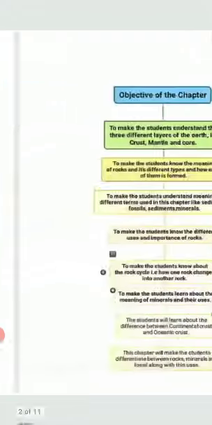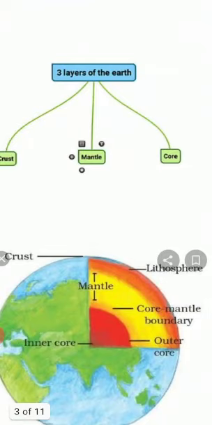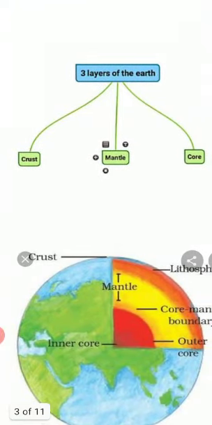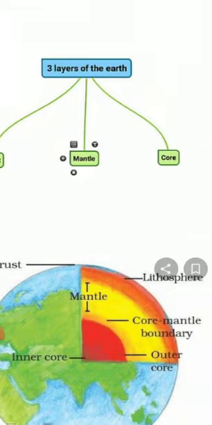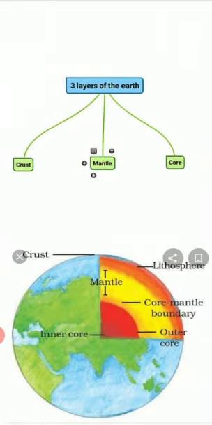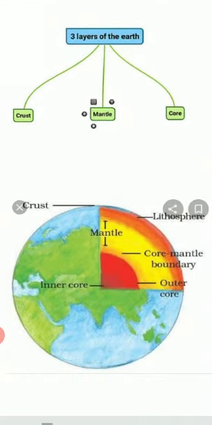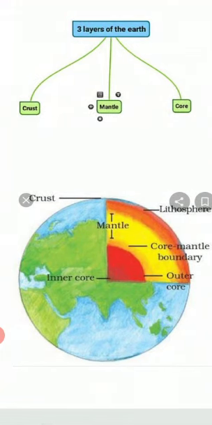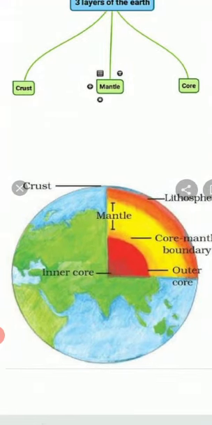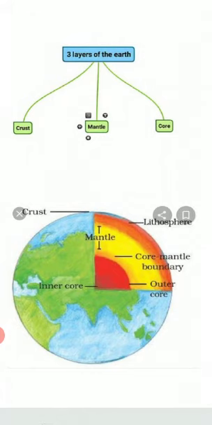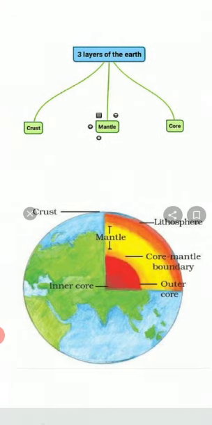So, the earth is divided into 3 layers, that is crust, mantle, and core. Each of these layers has its own characteristics. All the 3 are different from one another. So, let's begin with the first one, that is crust. Right? So, hold a pen in your hand. Whatever important lines I have underlined, please underline that.